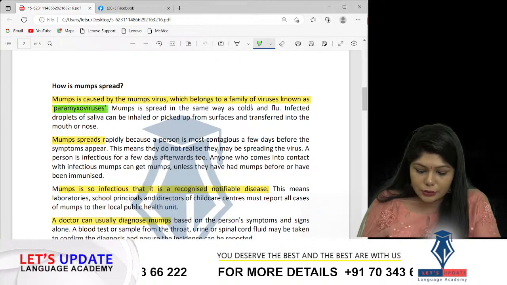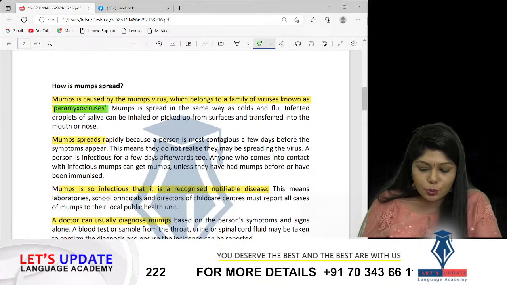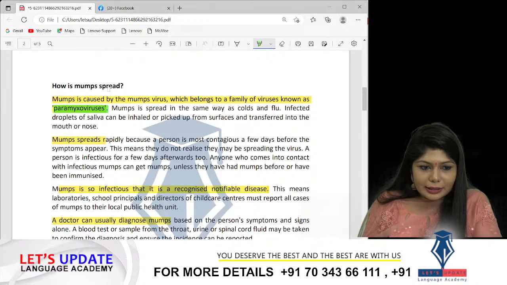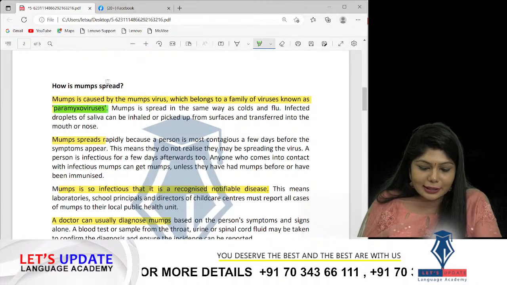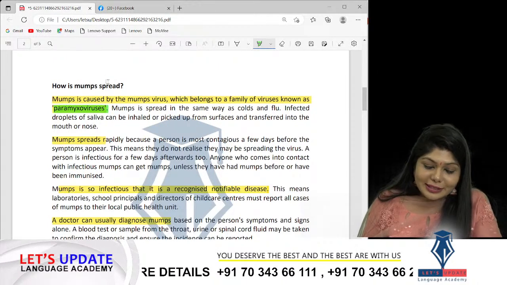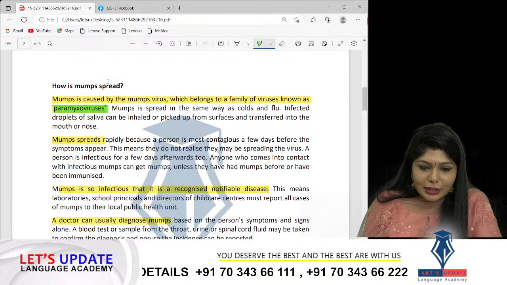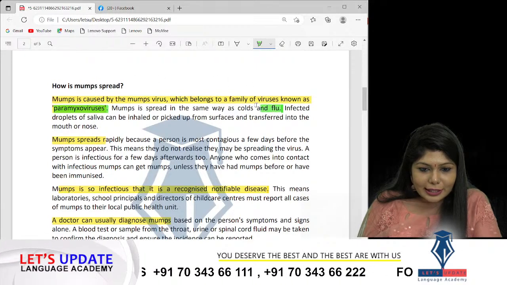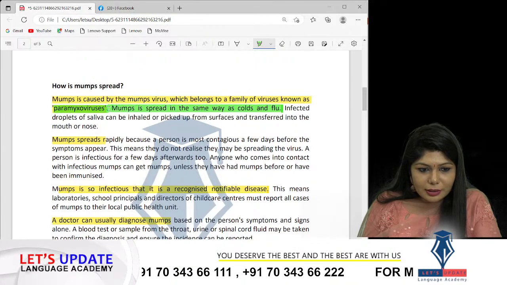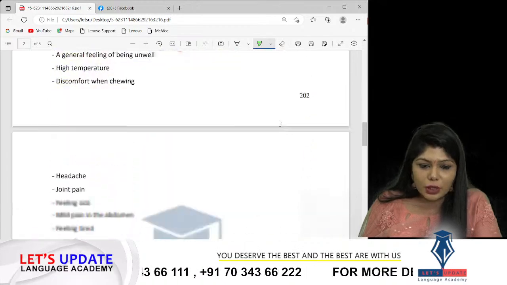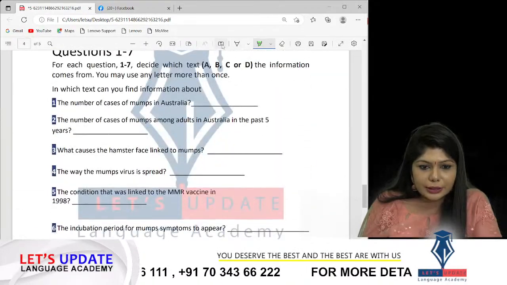So, the question is, mumps spreads in the same way as what two other conditions, and the answer should be here under this heading, right? Okay, so the answer is indeed colds and flu. Congrats to those who have answered it correctly. So I'll just highlight that information, in the same way as colds and flu. So I'll just put in that answer over here.